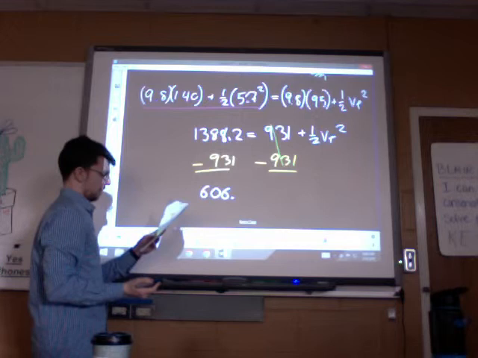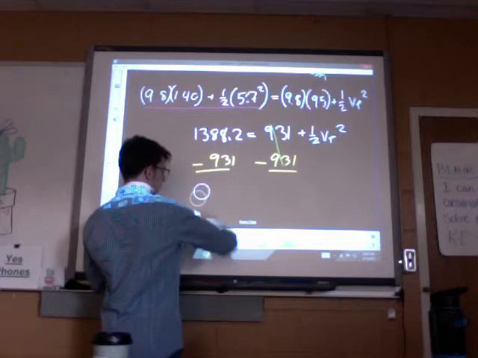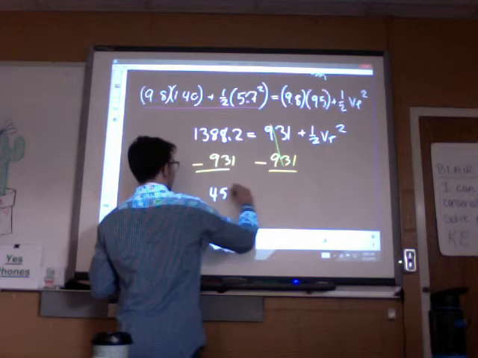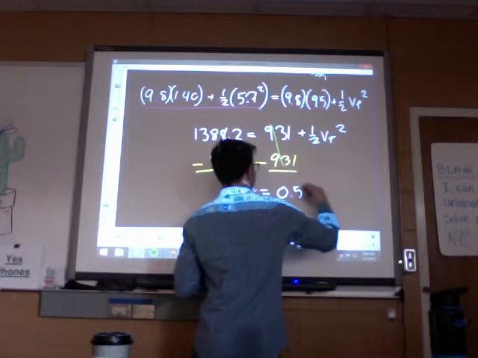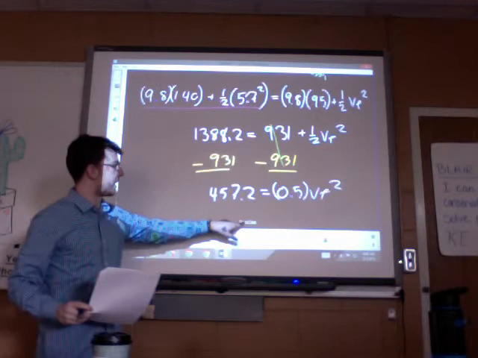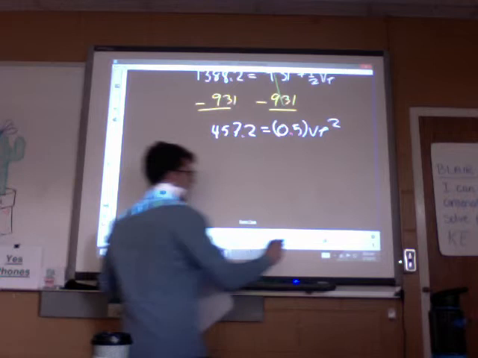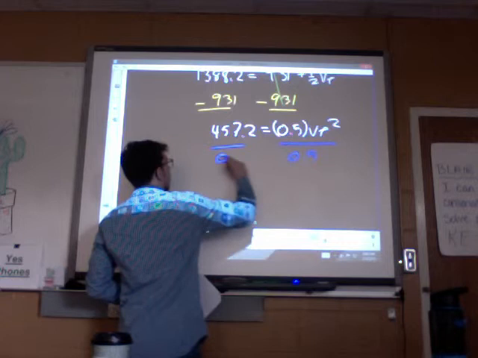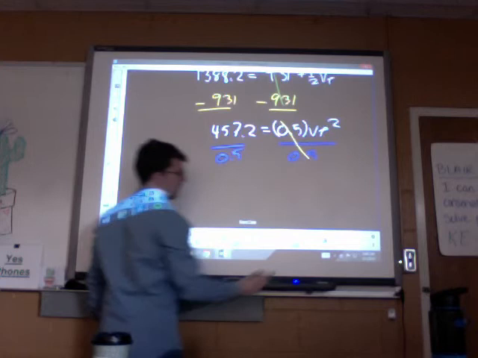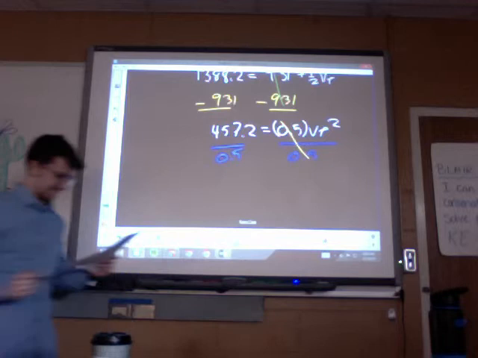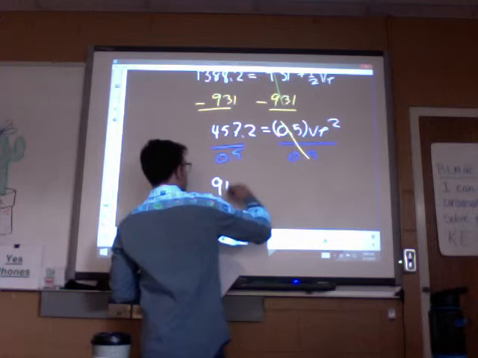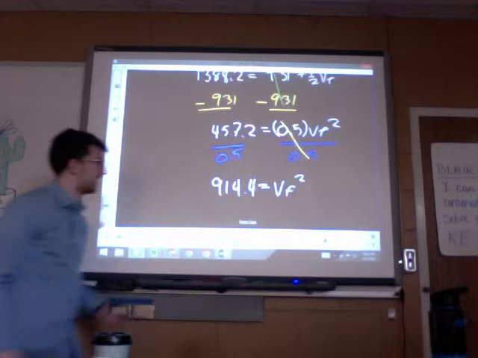Oh, no, that's not right. That's not good. I never know what to do with this 1 half to kind of cater to everybody. So 0.5 times V final squared. Now we can divide it. I like the blue. I'll try to pick colors that I want to see. 914.4, methinks. Wait a minute. 914.4 equals V final squared.